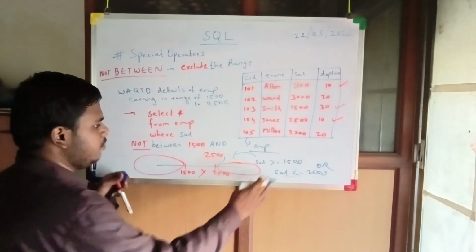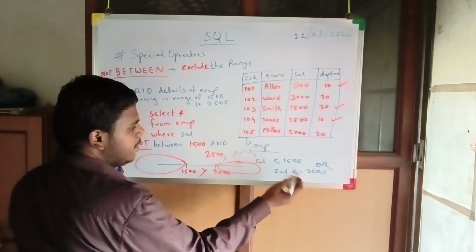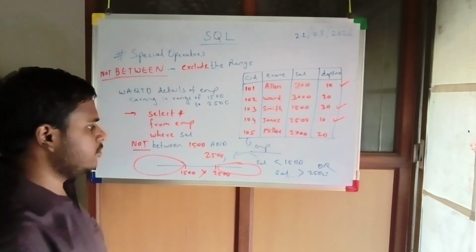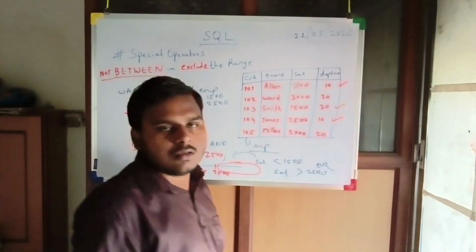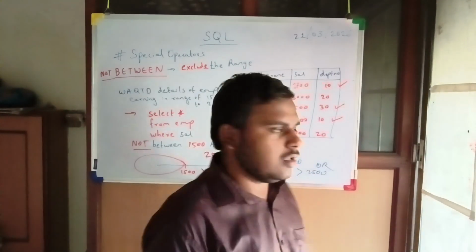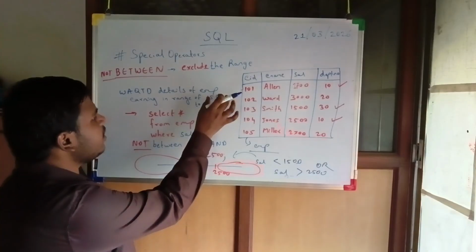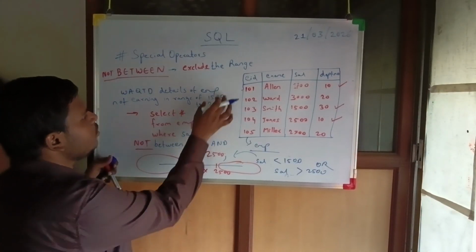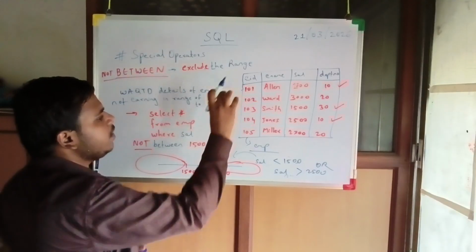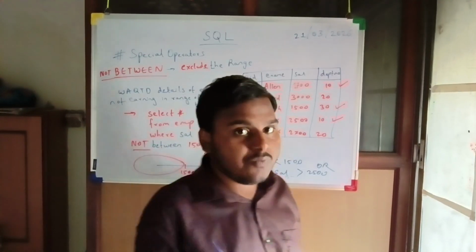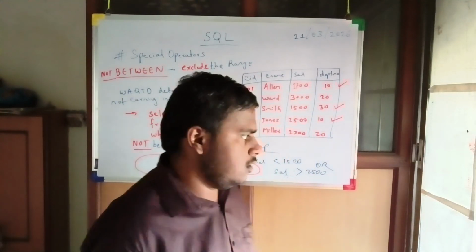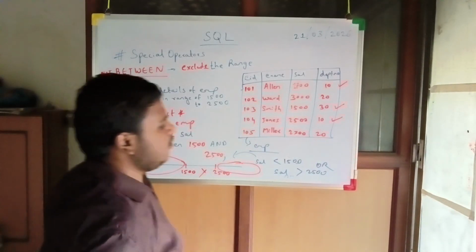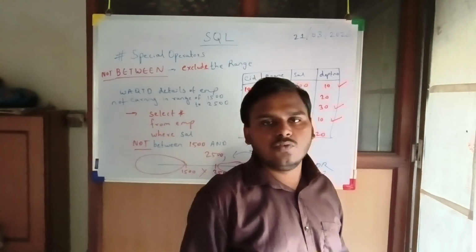Not between, then it will work like salary less than and salary greater than. Okay, NOT BETWEEN will work like this. I don't want the salary in the range of not earning employees. I want to reject the salaries which are earning between 1500 and 2500. If this type of question is asked in exams or interviews, it means I want salary less than 1500 and I want salary greater than 2500.